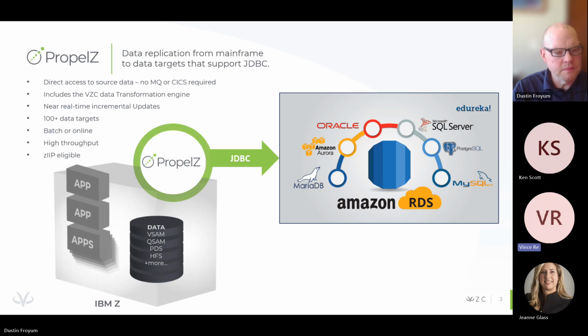Yeah, well, so at the core, PropelZ is a way to get mainframe data, VSAM files, sequential files, tape data sets, GDGs, pretty much anything you might have on your mainframe. And the typical use case is we take that data, transform it to a more platform neutral format, in other words, rows and columns, and we store the result in pretty much any target database that has a JDBC connection. And you list some of them here.